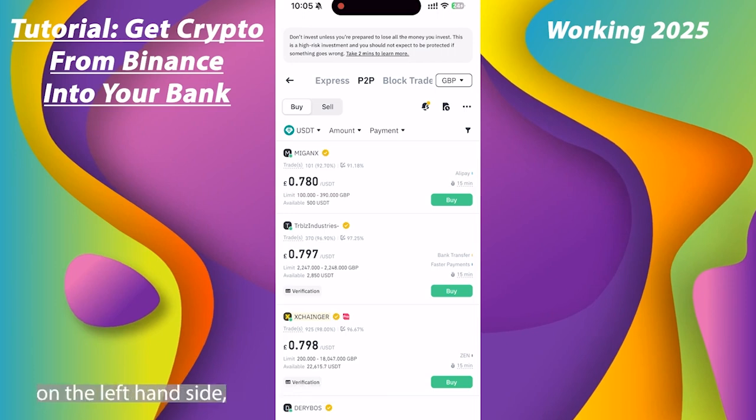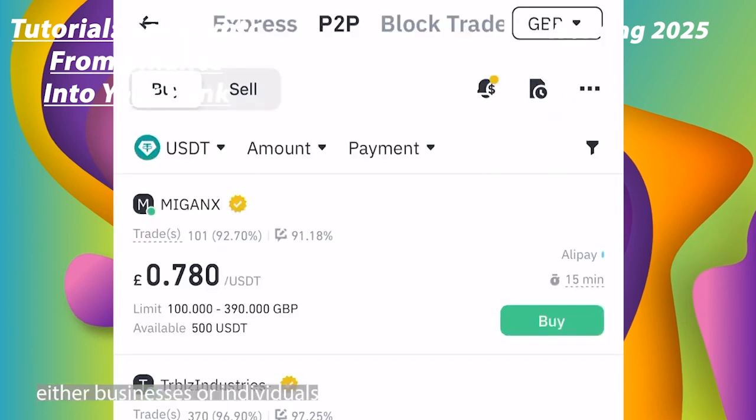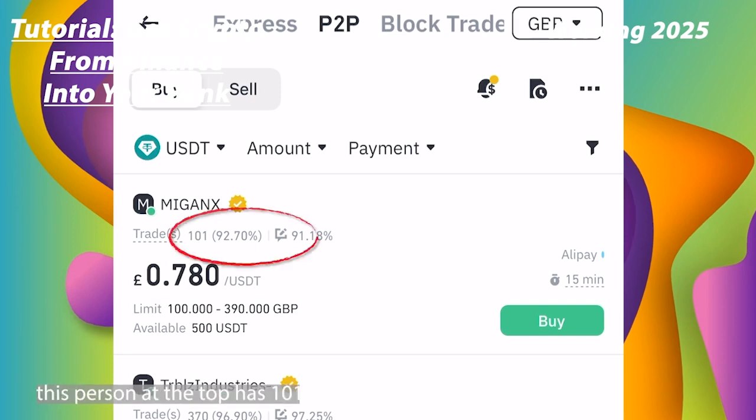But all of these people on the left-hand side are either businesses or individuals who will essentially buy your crypto from you and send your money to your bank. And I know it sounds pretty wild, but it's just peer-to-peer transactions. Now, everybody has got their own percentage of how many transactions they've completed. So for example, this person at the top has 101 trades in the last 32 days completed, 92% actual rate of completing those trades and success.